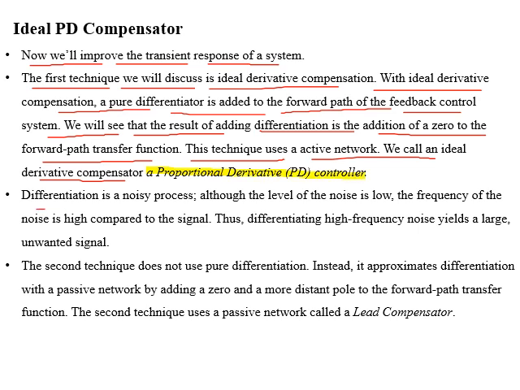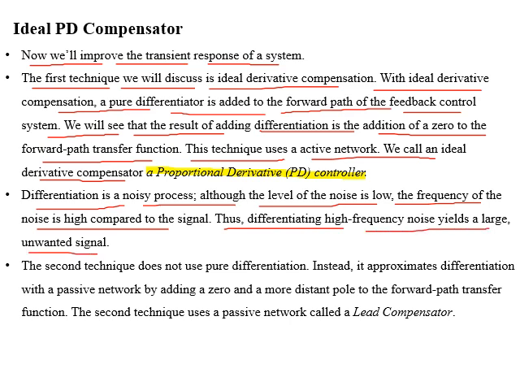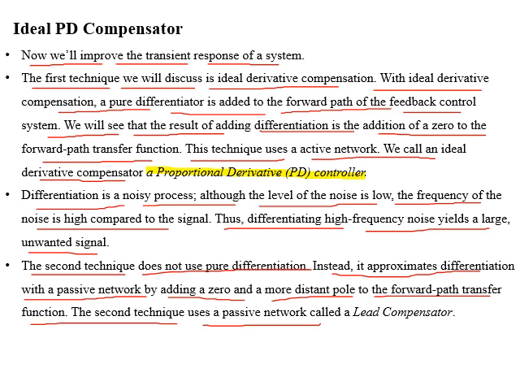Differentiation is a noisy process. Although the level of noise is low, the frequency of noise is high as compared to the signal. So differentiating high frequency noise gives us a large unwanted signal. The second technique doesn't use pure differentiation; instead it approximates the differential process with the help of a passive network by adding a zero and a more distant pole to the forward path transfer function. The second technique, which uses a passive network, is known as a lead compensator.